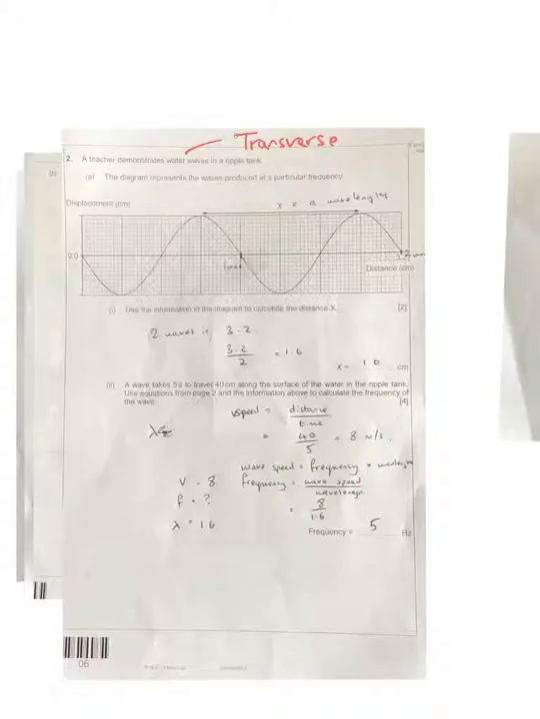Now, I've got my wavelength from up here saying it's 1.6, so I can now use v equals f lambda. So I've got velocity, frequency, and wavelength. Then I'm going to flip that, so I've got frequency equals wave speed over wavelength, so I've got 8 divided by 1.6, and it's going to give me 5 hertz. So it's a two-step equation here, that's why it's 4 marks.